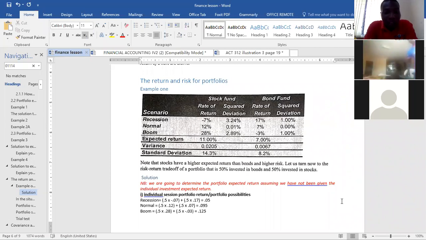In calculating standard deviation, you can calculate your standard deviation straight away, or you can calculate the variance, and then you take the square root of your variance, and then you get your standard deviation.